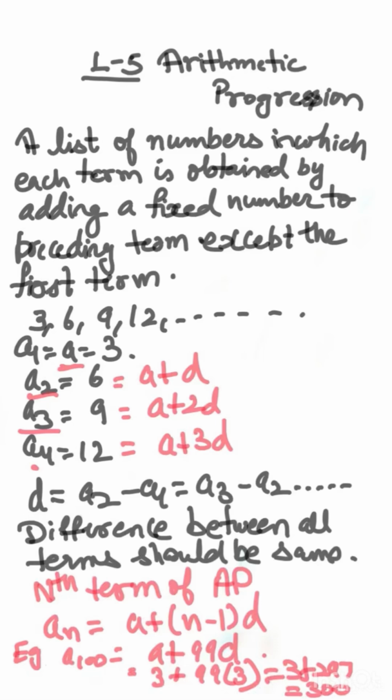Now, the nth term of an AP is a_n equal to a plus (n minus 1) d. This is the formula which you have to learn. This is a very important formula that is going to give you the nth term of an AP.